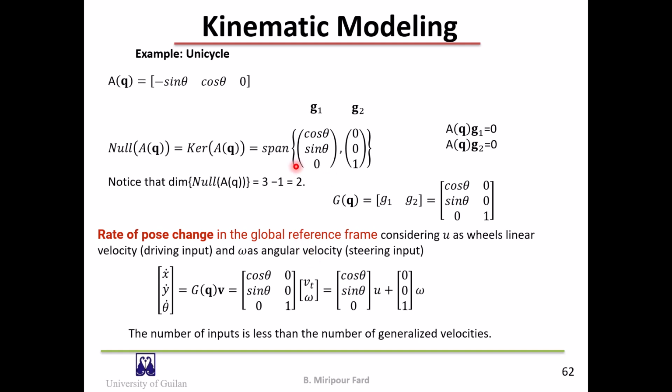So you saw that in this case we can obtain the null space of A, and then we constitute G based on this null space, and finally we will have the kinematics model that relates the actions with the rate of pose change.